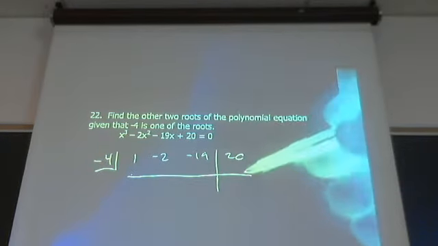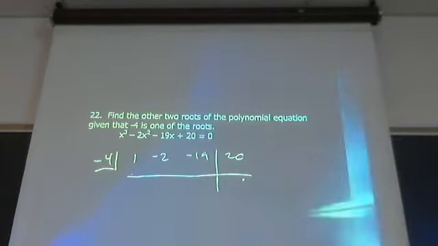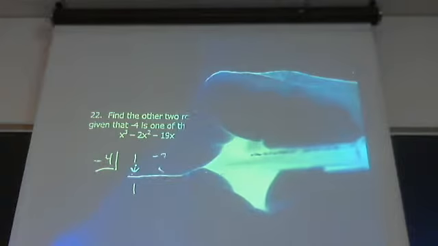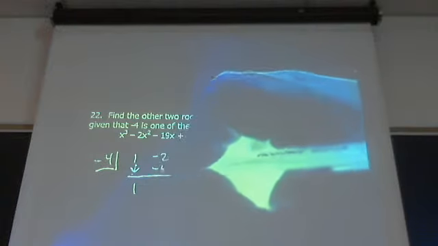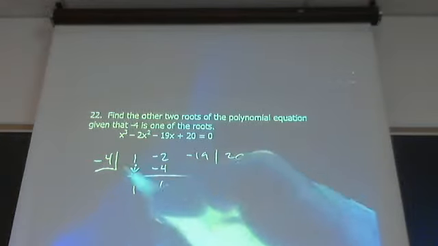We really hope that we're going to get what number down here? 0, because they told me negative 4 was a solution. Exactly. So I carry down the 1. I multiply, and write that in the next column and add. What do I get when I add? Negative 6. And then I multiply again.